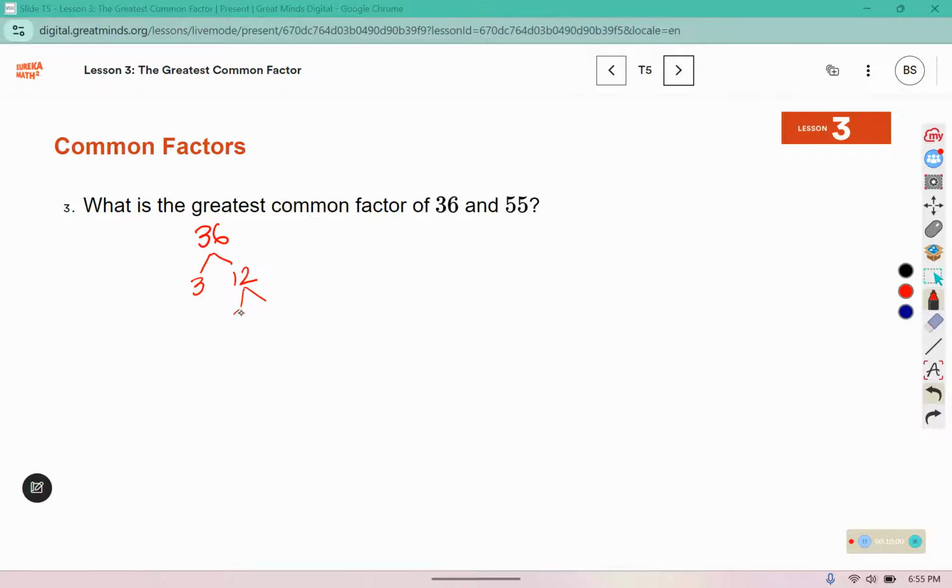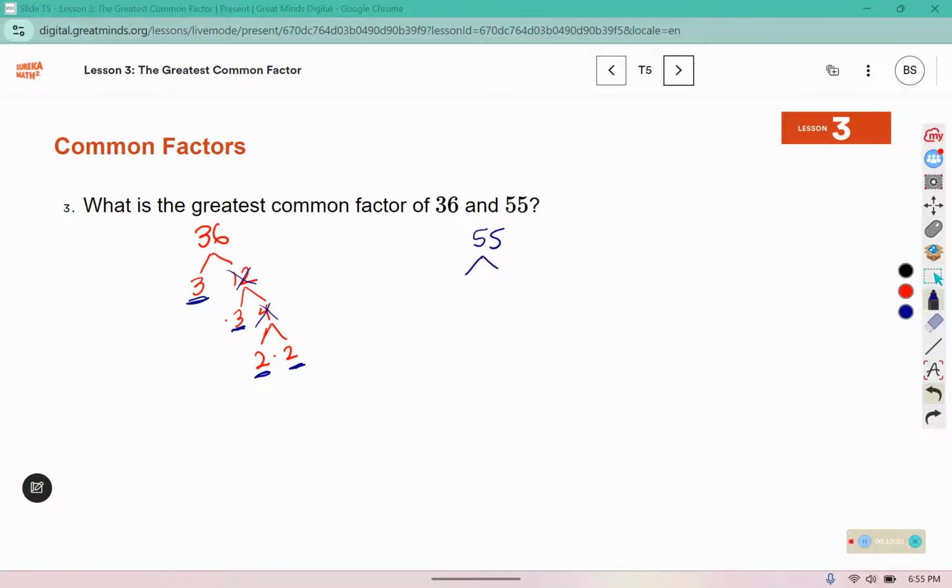12 could be 3 times 4, and 4 is made up of 2 times 2. Again, I still end up with a 3 at the end, a 3 at the end, and 2 2's. So I still end up with the same prime factorization. 12 is not the end of a branch because it splits off from there. 4 is not considered the end of the branch because it continues to split off as well.